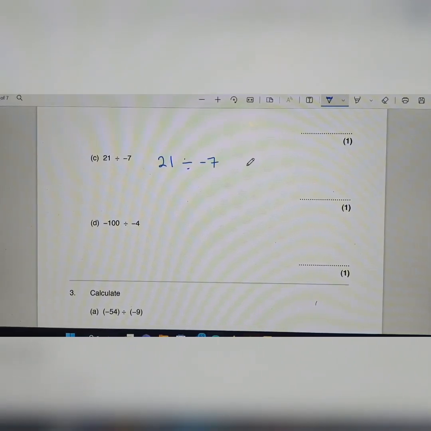Okay, so have a go at 21 divided by minus 7. Pause the video and have a go. So I've got positive divided by negative, so they're both opposites, so I should get a negative value. So 21 divided by 7 is 3. So 21 divided by minus 7 will be minus 3.